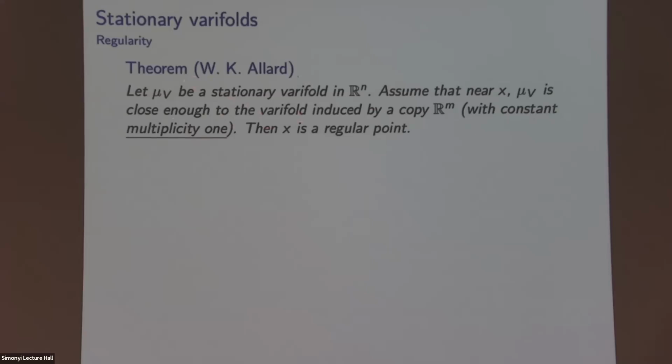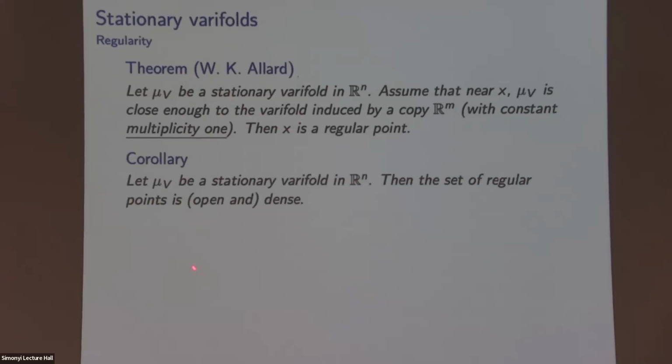But this is not maybe the point. And then, of course, the claim of the theorem is that we get a regular point. And let me just give a corollary of this theorem, a very important corollary. The corollary states that for a stationary varifold, the set of regular points is an open dense subset. The fact that regular points are open is of course nothing important because they are by definition open. But the takeaway is that they are dense.